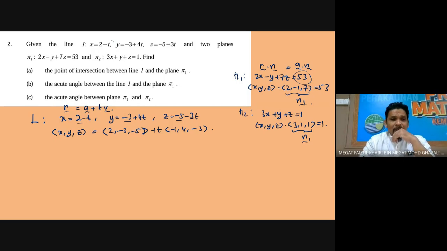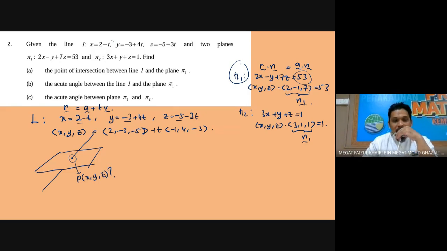So now, the question: find the point of intersection between the line L and the plane pi 1. Okay, plane pi 1. Just imagine that this is the plane and a line passing through it. We would like to find the coordinates of this point. Let's say P, with x, y, and z. So what are the values of x, y, and z at the intersection?